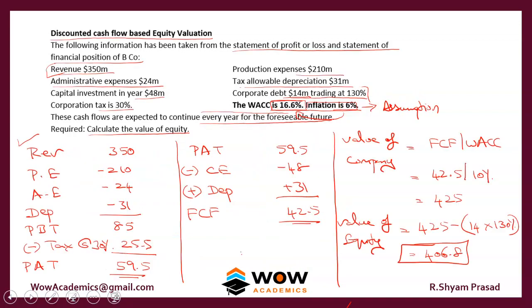We took that number and divided our value for the company, and we got the value of the company at 425. This 425 is for the company. We have to find out the value of the equity. So debt is 14 million. We can take that, but it is stated at 130%, at a premium it is trading. So we are multiplying it by 130. We deduct it and we have found out the value of equity. So that's about this problem.